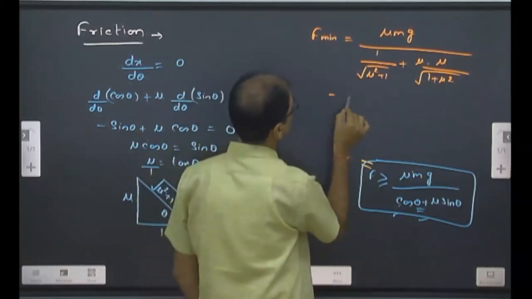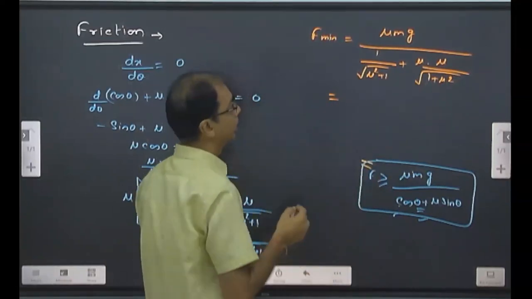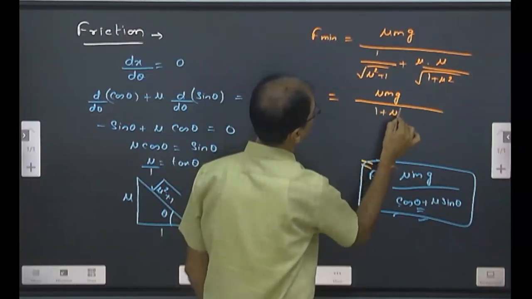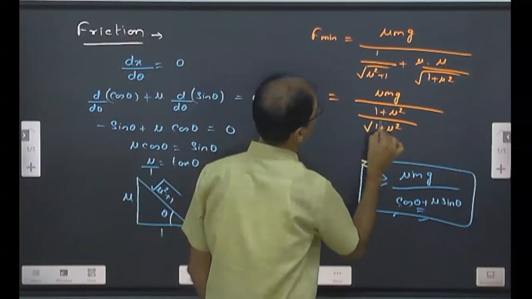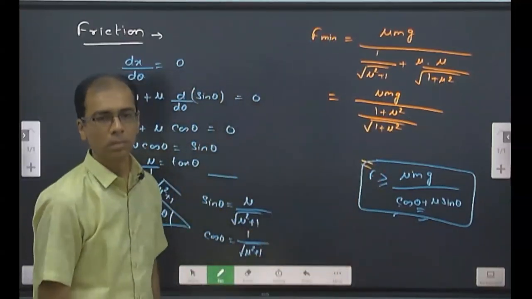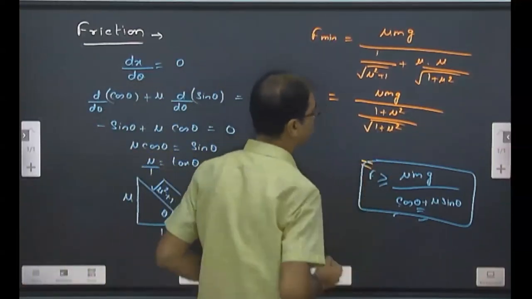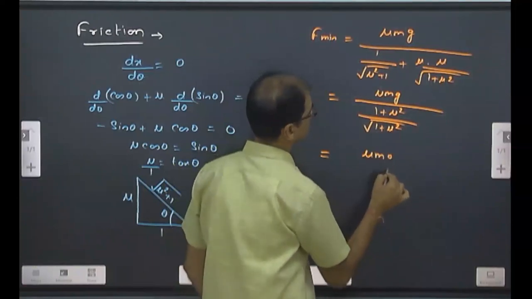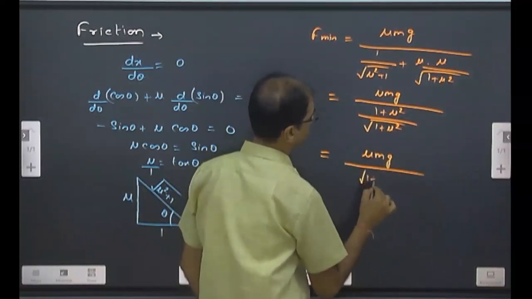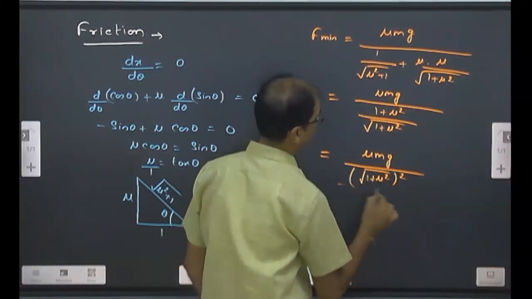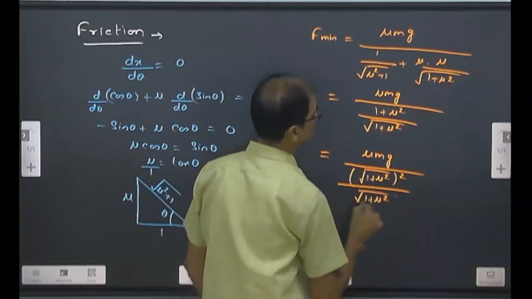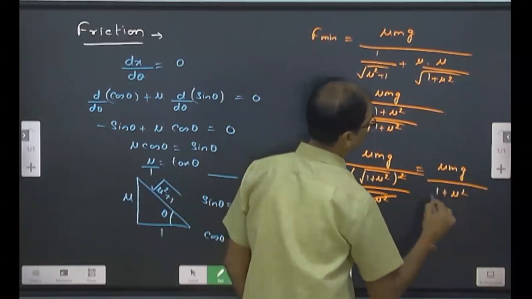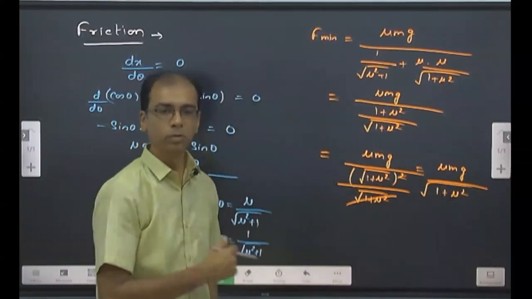Then you can see that here and here the base is the same. So what will happen? We can write mu mg by 1 plus mu square by root over 1 plus mu square. Then what are we going to do further? Simplify that. Simplification means this will be mu mg, and this I can write as root over 1 plus mu square whole square, by root over 1 plus mu square. This and this get cancelled. Our answer is mu mg by root over 1 plus mu square. This is the minimum force required to move the block.